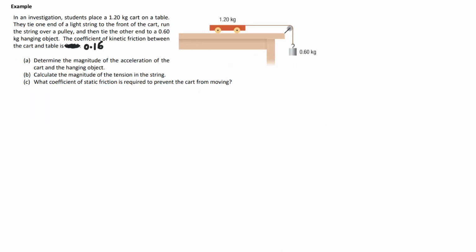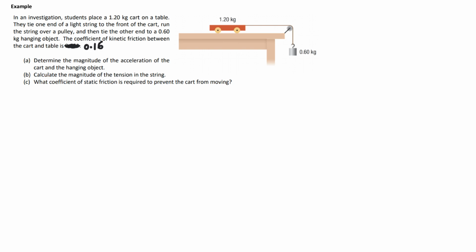All right, in our first example, we have a situation in which, in an investigation, a student places a 1.2 kilogram cart on a table. They tie one end of a light string to the front of the cart, run the string over a pulley, and let's call that a frictionless pulley, and then tie the other end to a 0.6 kilogram hanging object. The coefficient of kinetic friction between the cart and the table is 0.16.